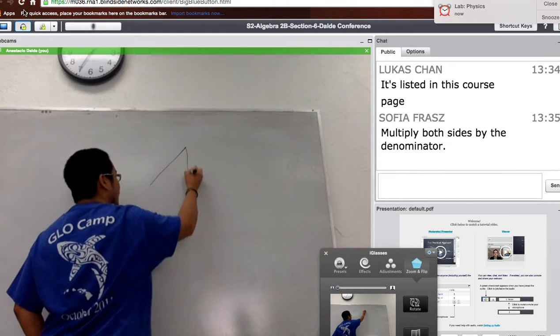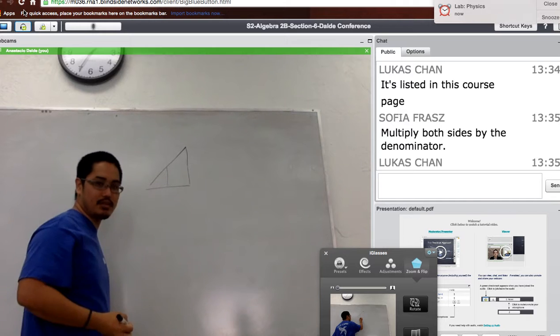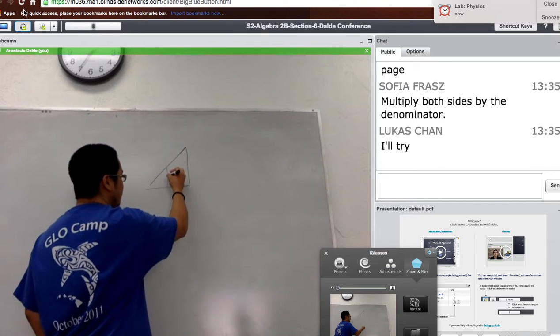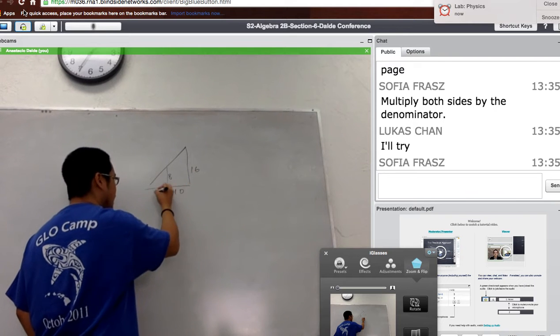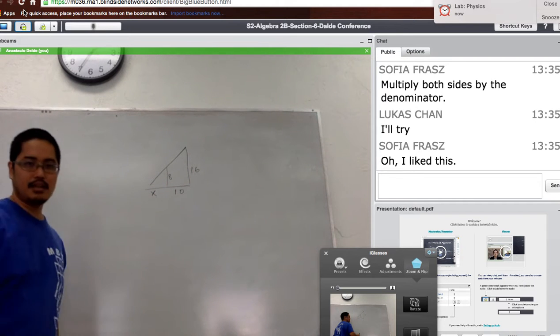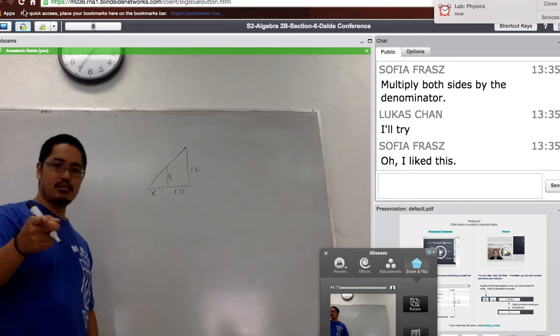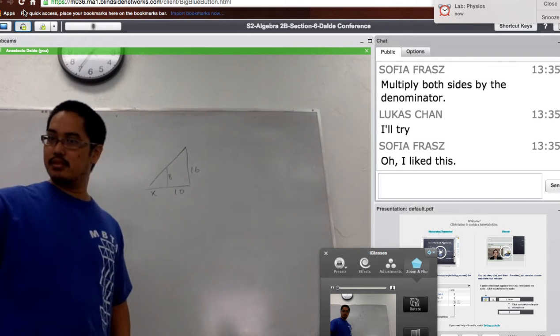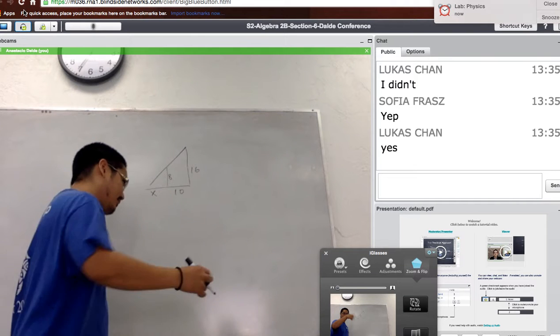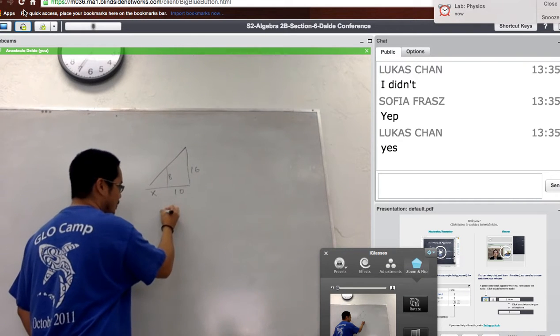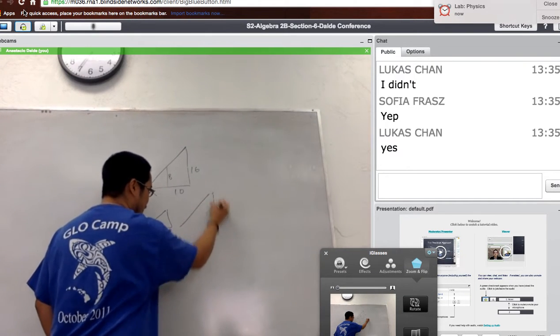They gave us a triangle, and they have a smaller triangle inside here. Over here is 8. Over here is 16. This is 10, and this is x. Got it? I see two triangles. Do you see two triangles? Yes. Two triangles. There's one right here, and a big one right here.